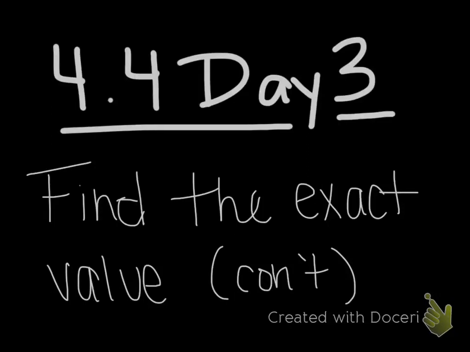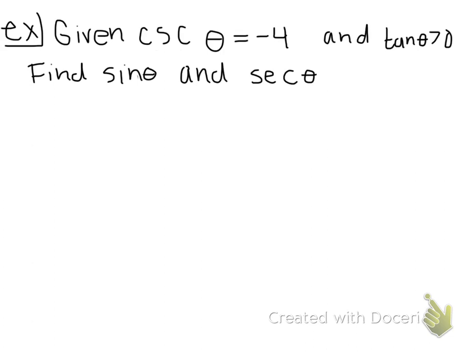Today we're doing section 4.4 day 3, and again, kind of a continuation of yesterday's lesson. We're just going to step up the difficulty just a hair. So for our first example, it says given cosecant of theta is equal to -4 and tangent of theta is greater than 0. And they want us to find the exact values of sine of theta and secant of theta.